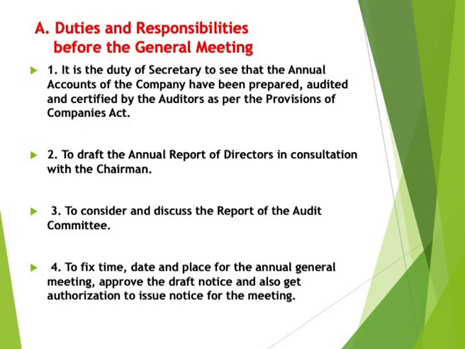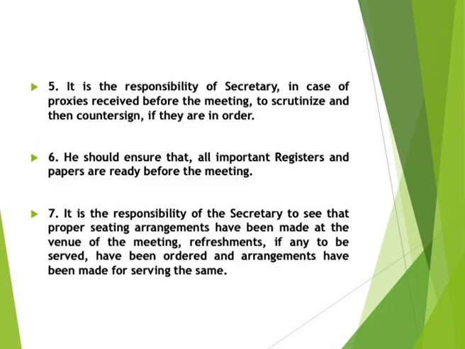Okay. He has to draft the annual report of the directors in consultation with the chairman, and to consider and discuss the report of the audit committee. It is also his responsibility to fix the time, date and place for the annual general meeting, approve the draft notice, and get authorization for the issue of notice for the meeting. And it is his responsibility to fix all the meetings; countersign has to be done.